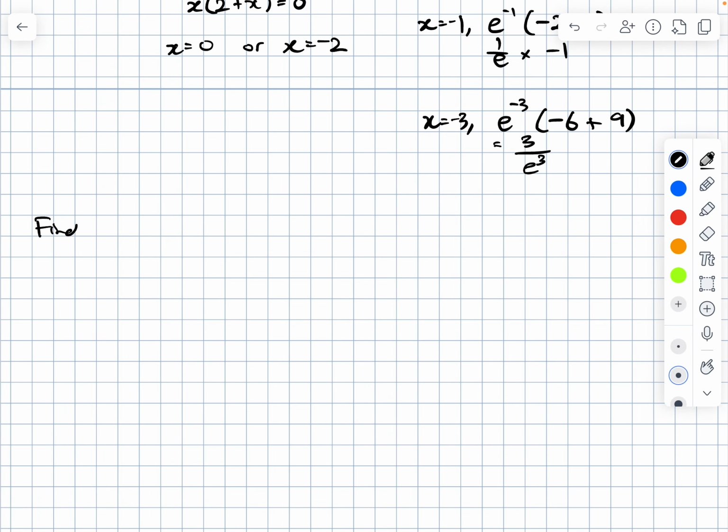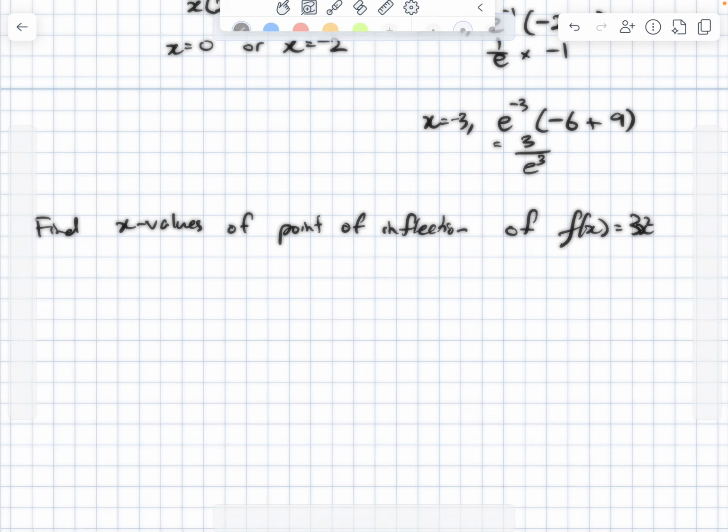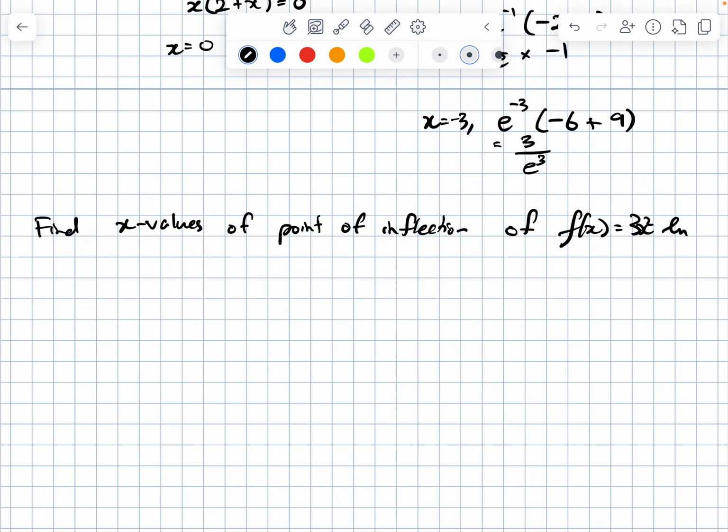Find the x values of the point of inflection of the function f of x equals 3x squared times ln x. So point of inflection, that says the second derivative is equal to 0.